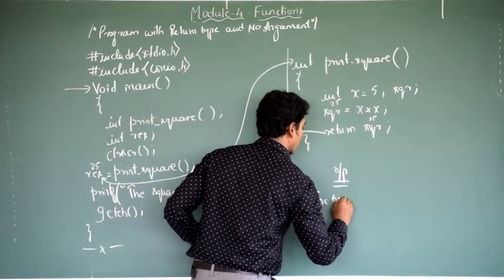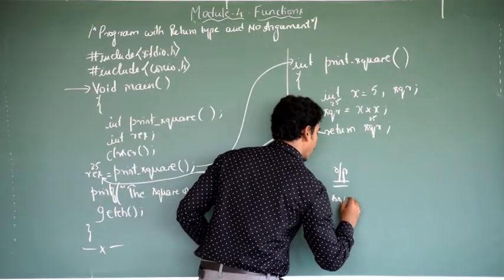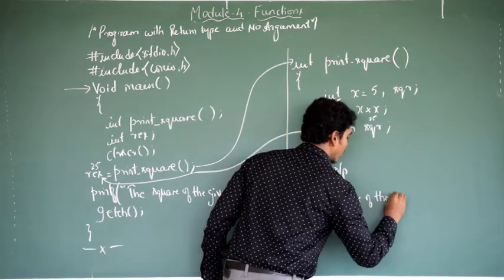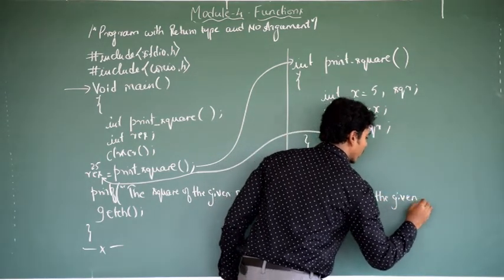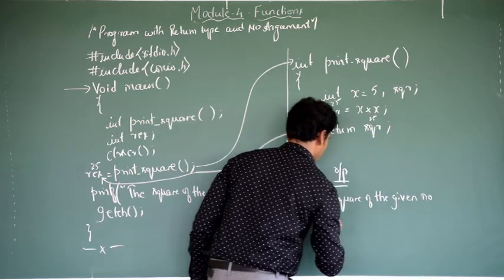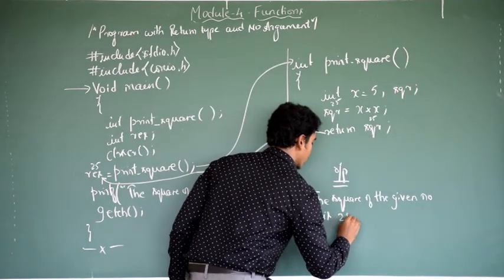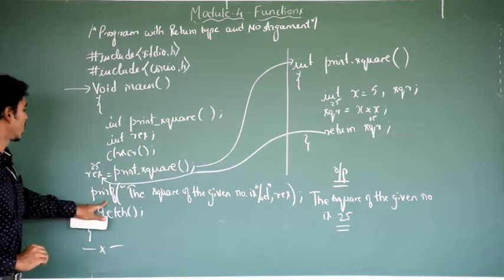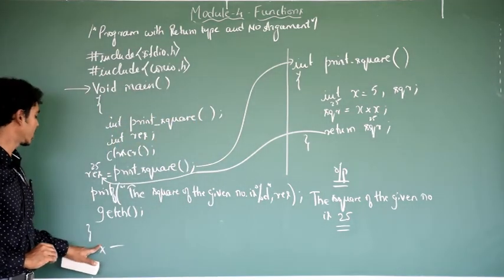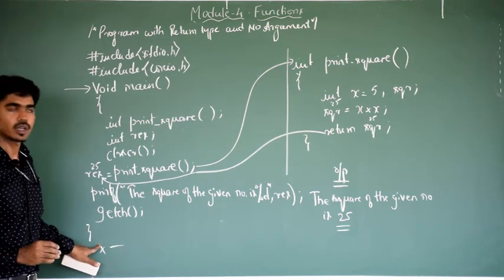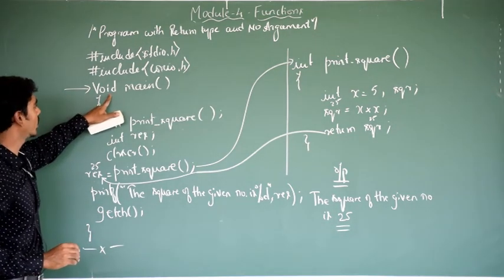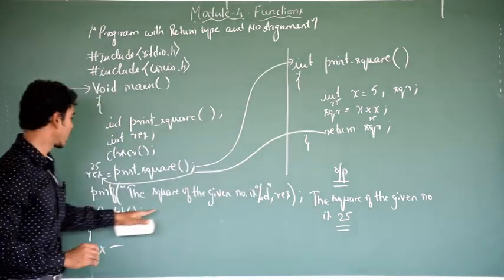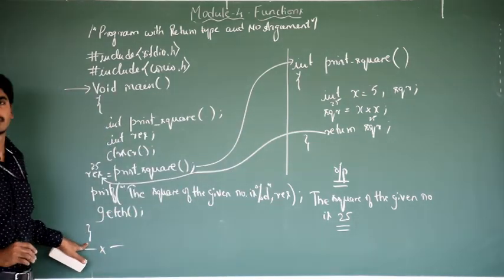The square of the given number is 25. So this is the end of the program. At last we have getch and exit. Any program you take, consider the execution starts in main, it goes to the function definition, does all the task, again comes back and terminates in main.